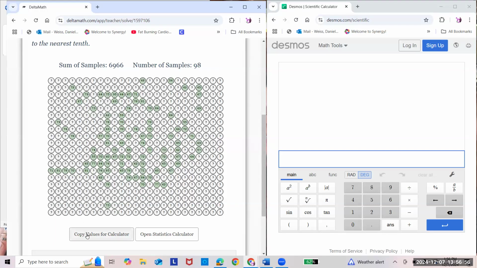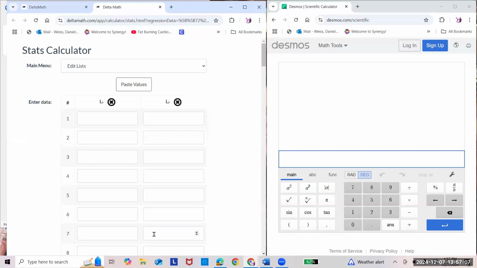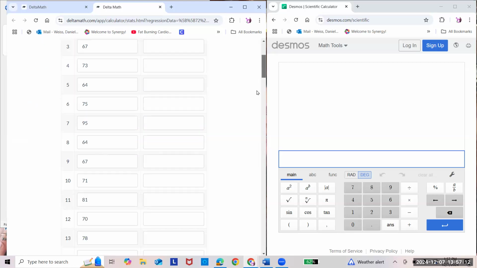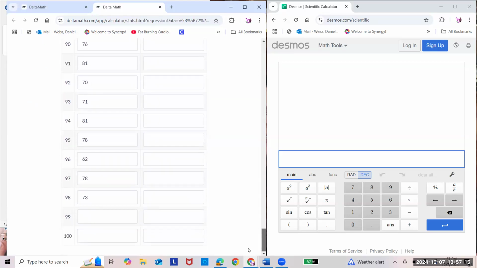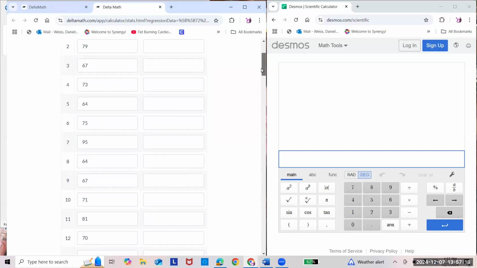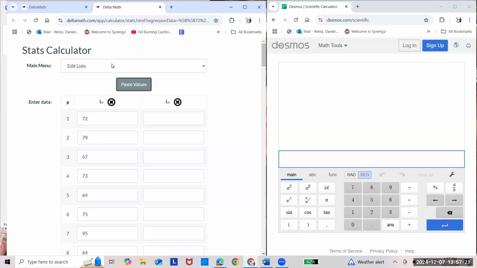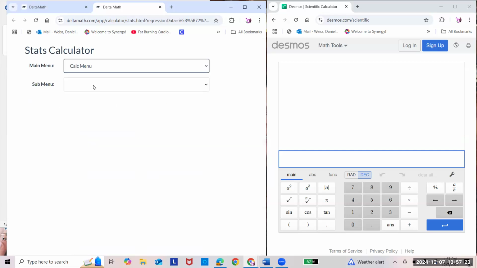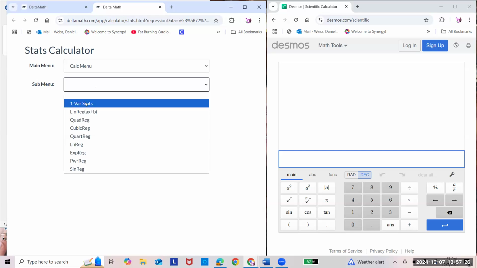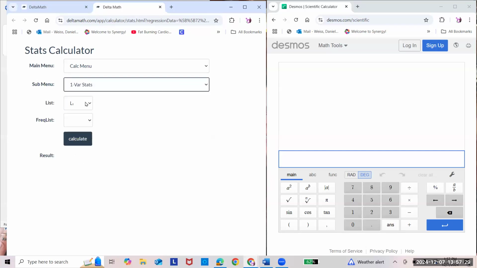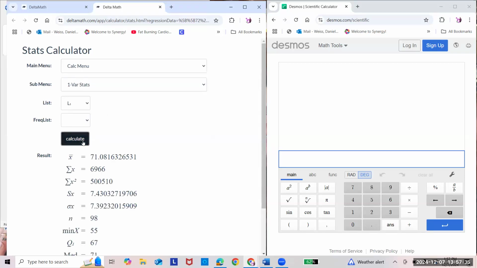Now you click on copy values for calculator. Just hit it once. Copy. Then you're going to open the statistics calculator and paste the values. There's going to be 98 values there. Okay, 98 values. There they are. And now you click the calc menu and then go to one-variable stats. It's just one list, not two. So you just click calculate.